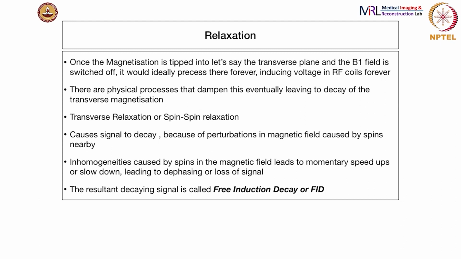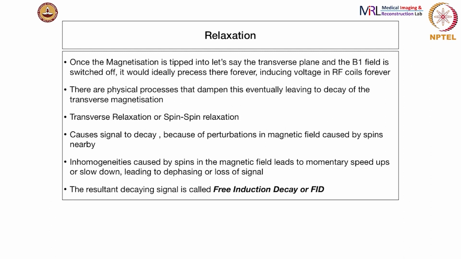So once you have tipped it into the plane, what then? Once the magnetization is tipped, you would think you will turn off the B1 field. B1 field is set to 0. So ideally, if you leave it that way, it should persist there forever. Because initially you had applied a static magnetic field and they were precessing around the direction of the magnetic field. Now, if you tip it, then you should have a signal there. Doesn't happen, unfortunately, because there are physical laws and processes at play. These physical processes dampen that precession in the plane, and so eventually the magnetization you tipped into the plane will decay.